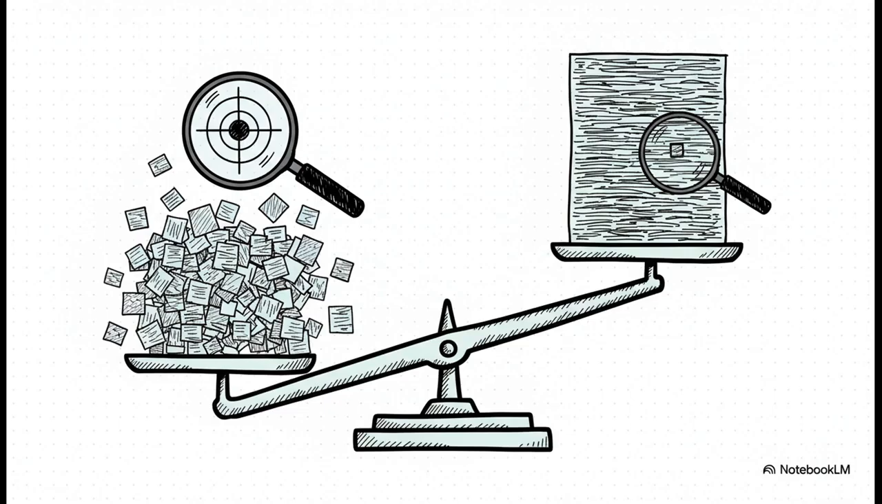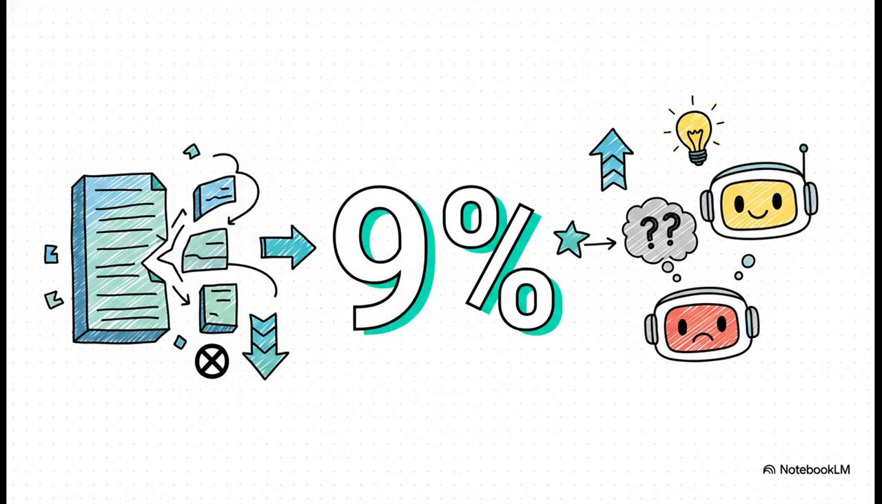But you lose all the surrounding context, right? On the flip side, if you use big, beefy chunks, you get all that rich context. But the specific answer you need might get buried in all the noise, diluting its relevance. It's a real balancing act. And you might be thinking, how much does this really matter? Well, it matters a lot. Research shows that just picking the wrong chunking strategy can create a performance gap of up to 9%. I mean, that is literally the difference between an AI that feels brilliant and one that's just frustratingly dumb.